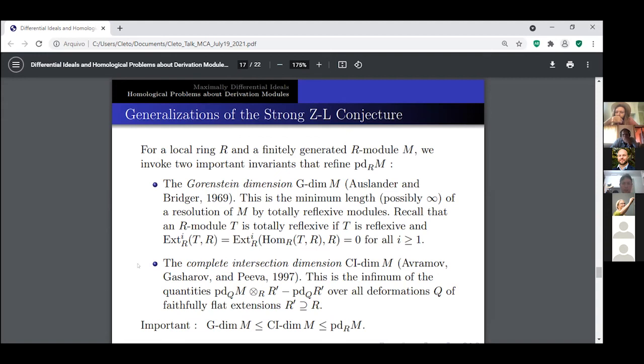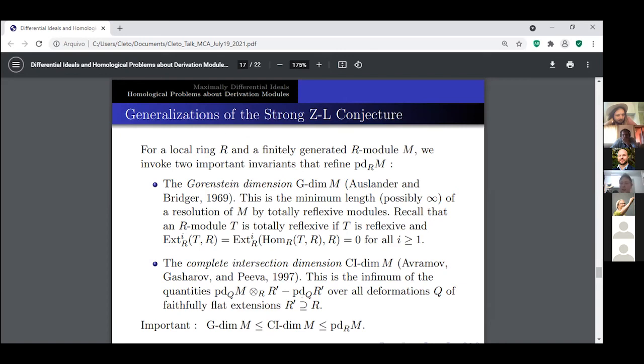So, okay, now let us consider the second homological dimension called complete intersection dimension, CI-dim, due to Avramov, Gasharov, and Peeva from 1997. This is the infimum of the quantities projective dimension of this guy over Q minus this guy, over all deformations Q of faithful flat extensions R prime of R. This data is the so-called quasi-deformation.